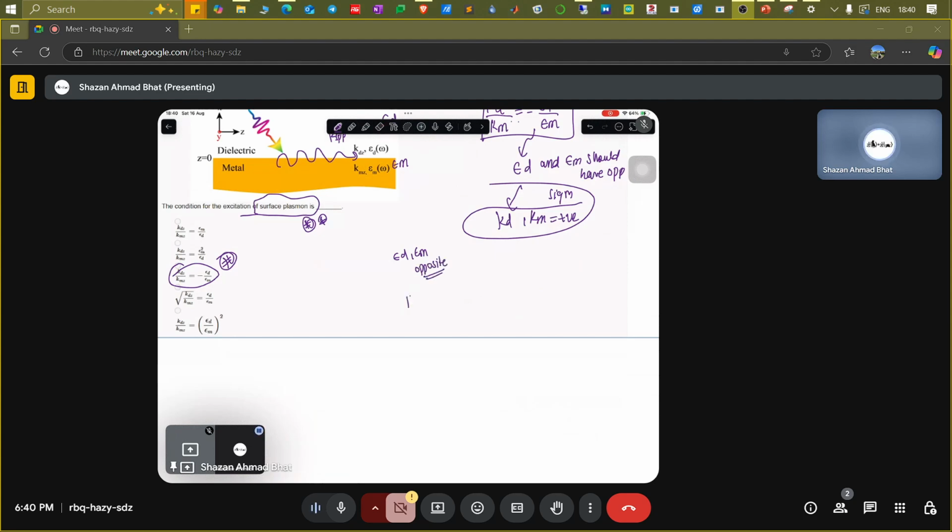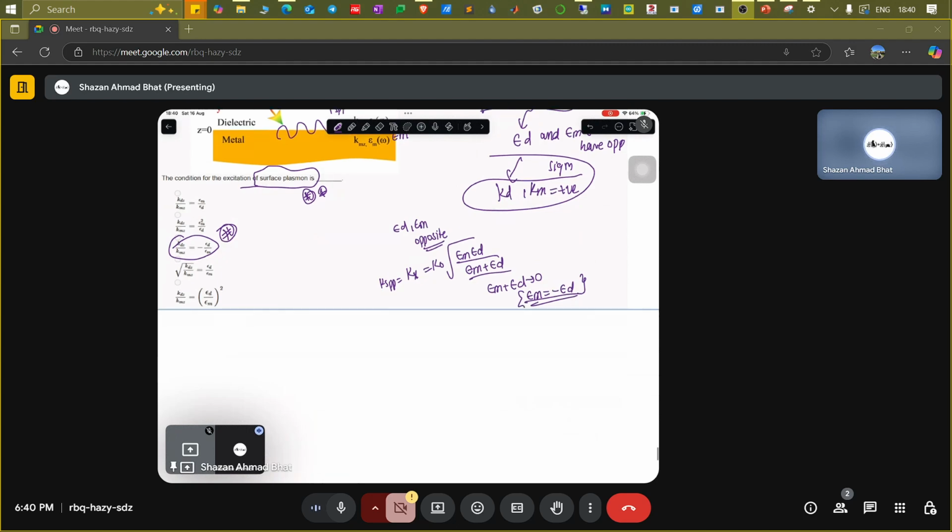Why do they have to have opposite signs? Because you saw that k SPP, which is equivalent to kx, is equivalent to k naught times the square root of epsilon m epsilon d divided by epsilon m plus epsilon d. So for epsilon m plus epsilon d to go to 0, epsilon m should be equivalent to negative epsilon d. That is what the condition also tells you. But they should be opposite, and this ratio you will also get similarly.